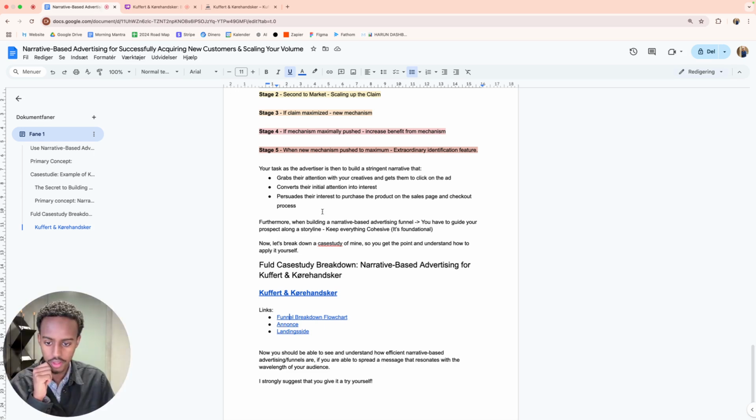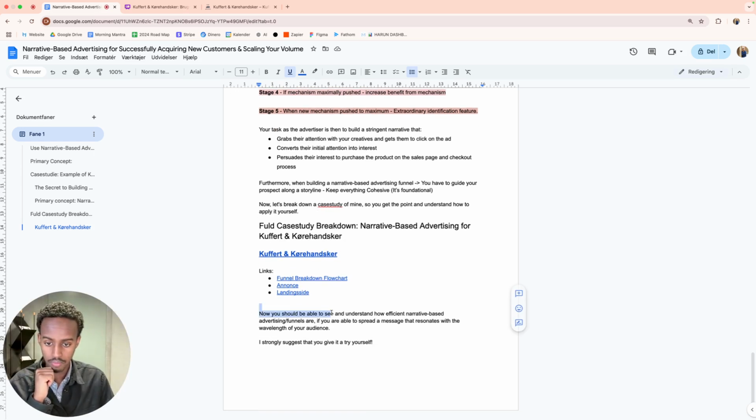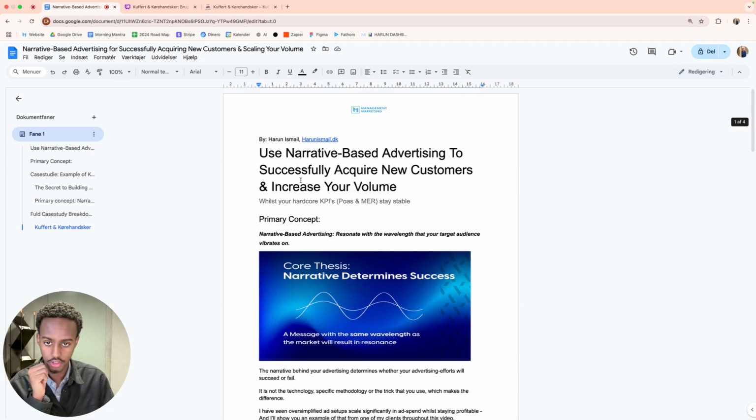So, and if we essentially click back now, you should be able to see and understand how effective narrative-based advertising slash funnels are in 2025 slash 2024. If you're able to spread a message that essentially resonates with the wavelength of your audience, I strongly suggest that you essentially give this a try yourself and brainstorm narratives that you can use to successfully advertise and to essentially successfully acquire new customers and increase your volume, as I have done for this client of mine.